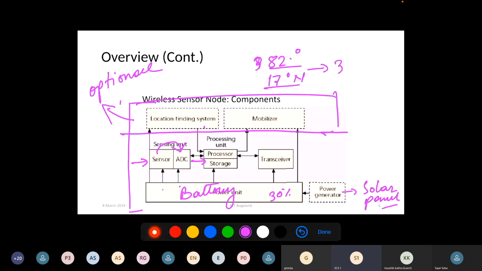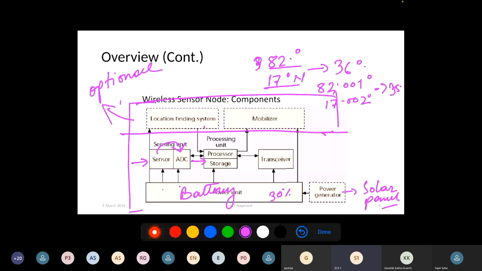Next, I will check again 82.001 and 17.002 degrees north and east. I got the temperature 35.5. So what it is doing is embedding, mapping the GPS location with its sensor data.